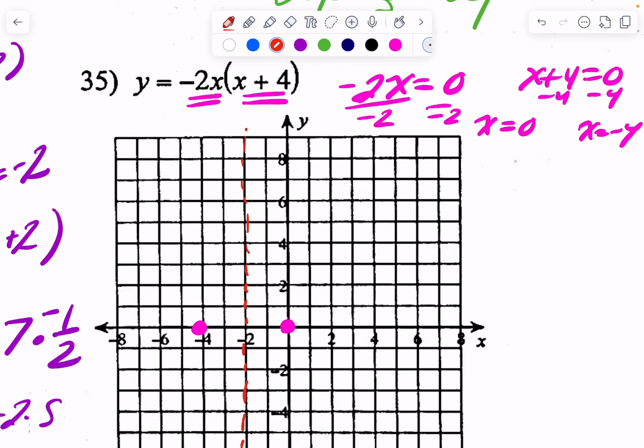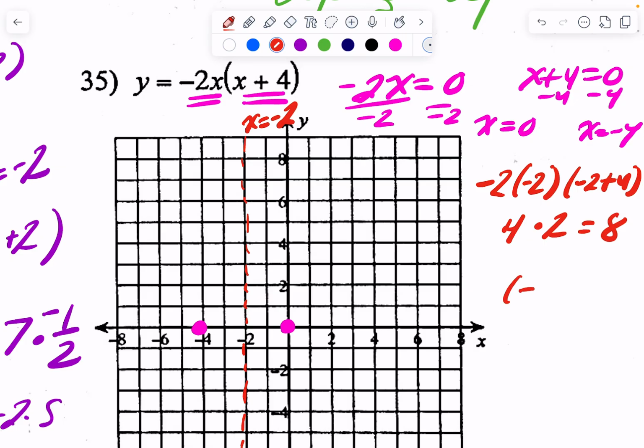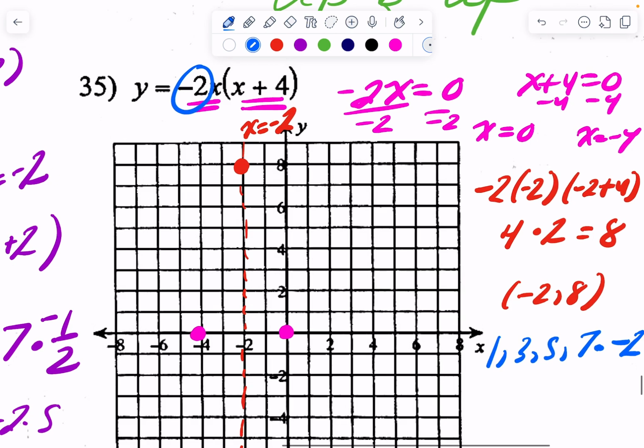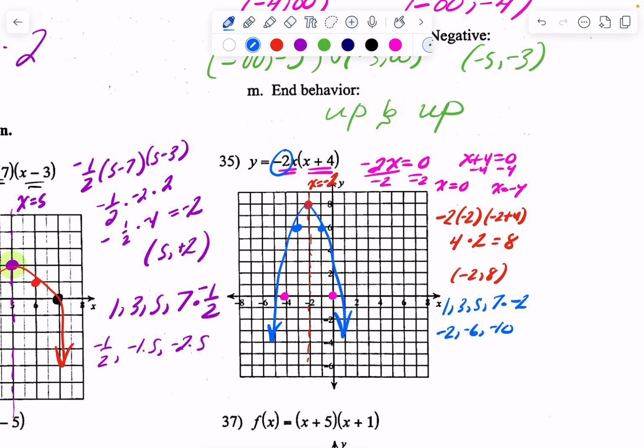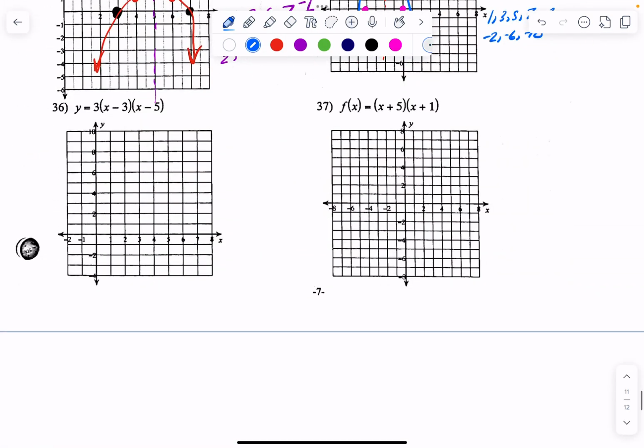That means we need to plug in -2. So it'd be -2 times -2, -2 plus 4, because I know my vertex is located at x equals -2. Now we have to figure out the y value. So that'd be 4 times 2, which is 8. -2, 8 is my vertex. Then I do the 1, 3, 5, 7 times a. My a value is -2. So that would be -2, -6, -10, over 1 down 2. Then that's enough points. I didn't connect the pink dots by accident because I'm hurrying, but I think we get the picture.